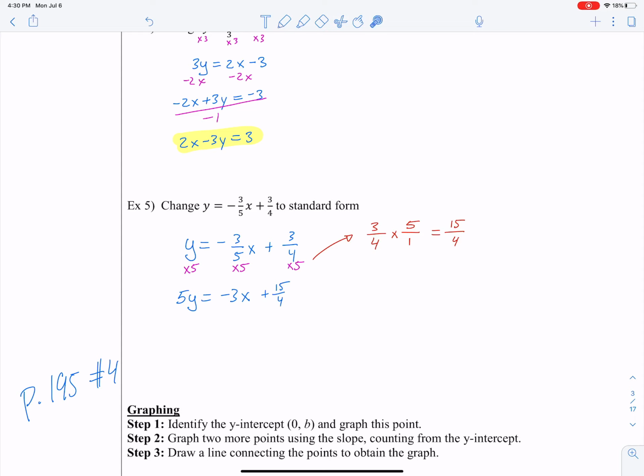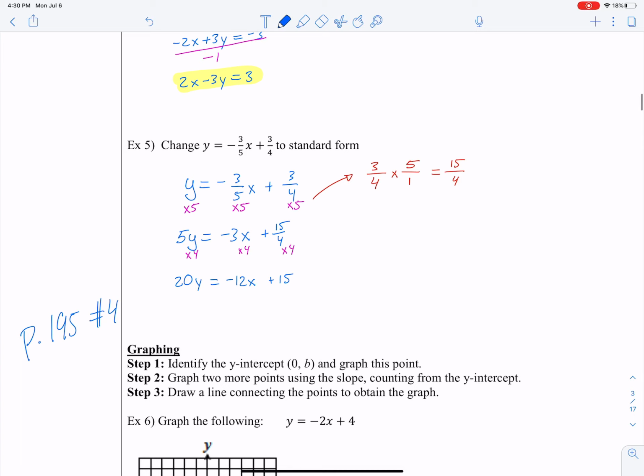So now I still have this fraction, so I'm going to do this step again. This time I'm going to multiply everything by 4. Times 4, times 4, times 4. So now I have to do 5 times 4, so I get 20y. I have negative 3 times 4, so I get negative 12x. And then this 4 and this 4 cancel out, so I just have plus 15. So I've gotten rid of my fractions now.